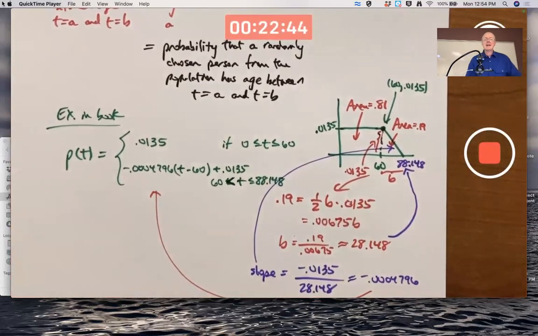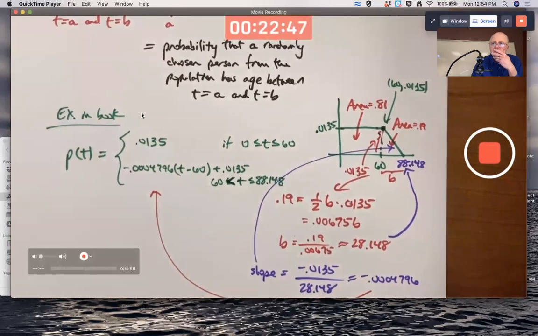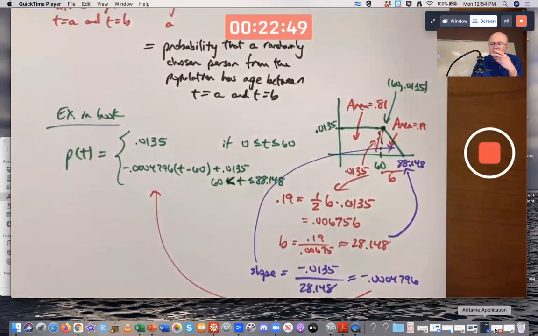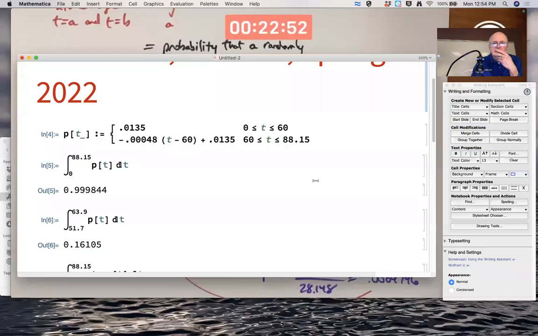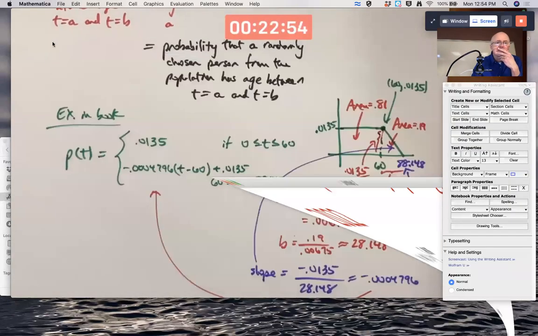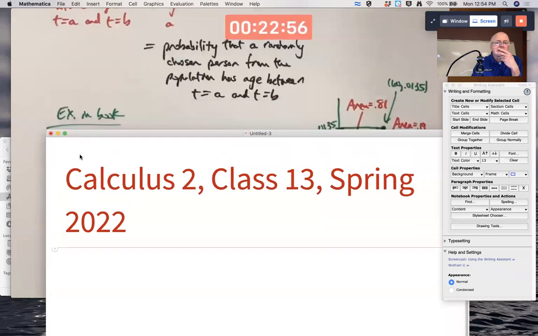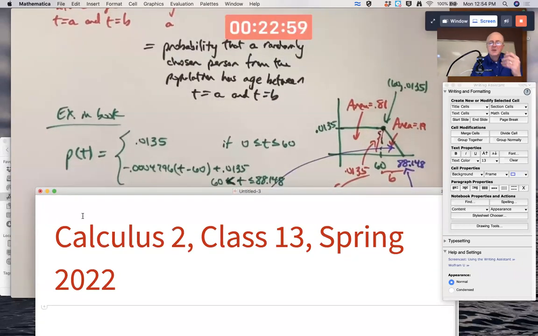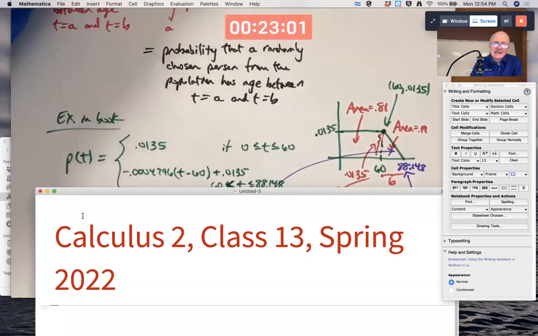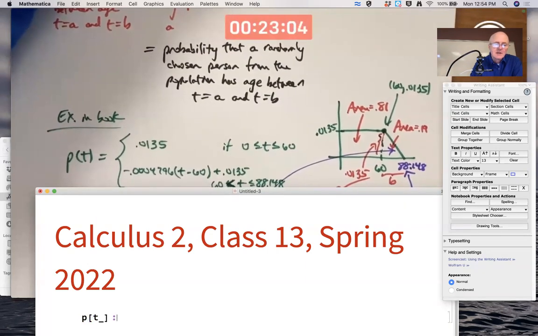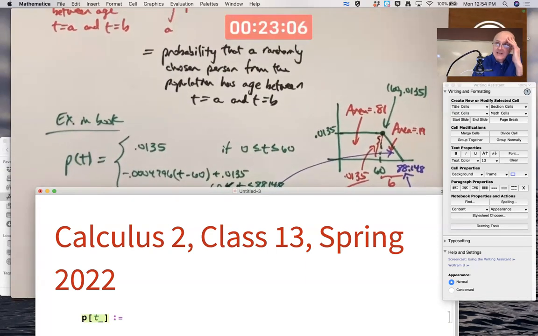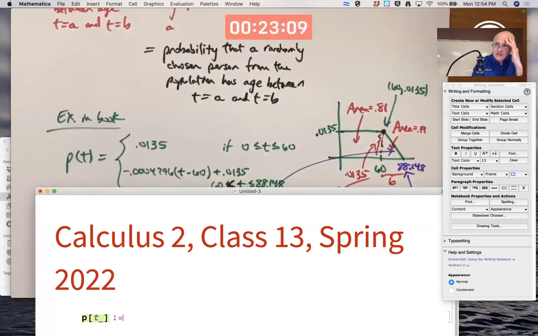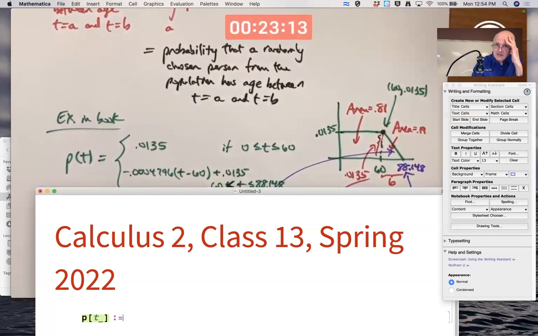Let's get this into Mathematica. One thing you should know about Mathematica for the test is how to define functions using underscores, square brackets, and equal signs. The colon is actually optional. I just like doing it for certain reasons I haven't explained. But you for sure need an equal sign.